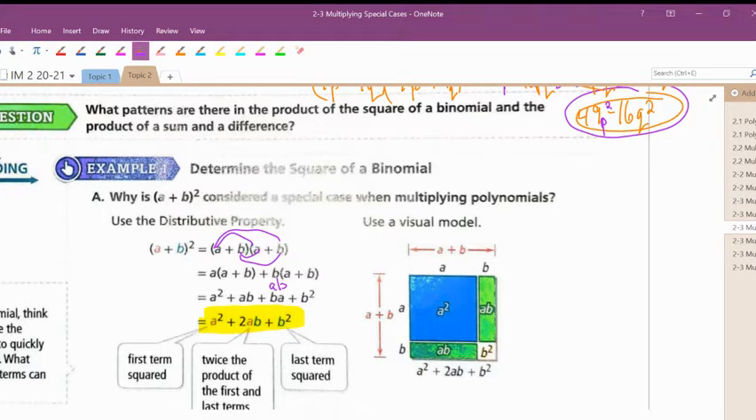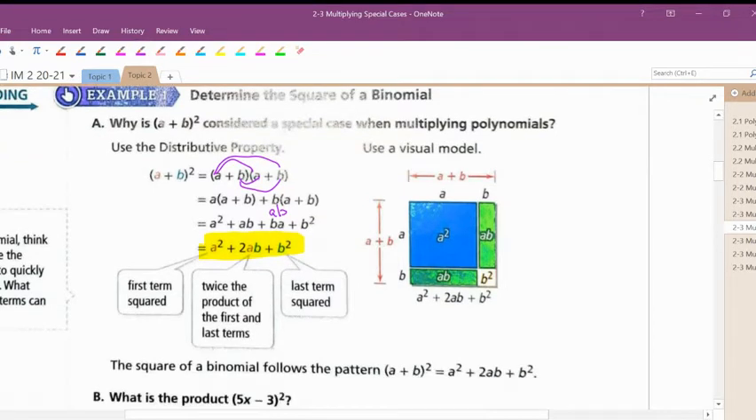So our formula is a squared plus 2ab plus b squared. So in other words, that's the first term squared, the a. The last term squared is b squared. And twice the product of the first and last terms. So a times b times 2. And that's how we got that.